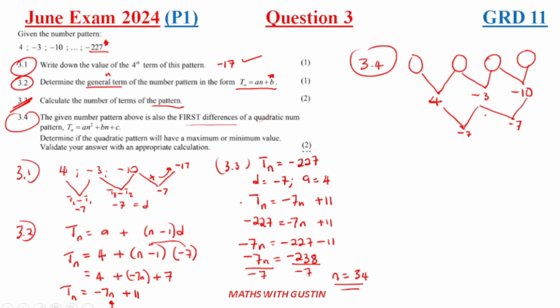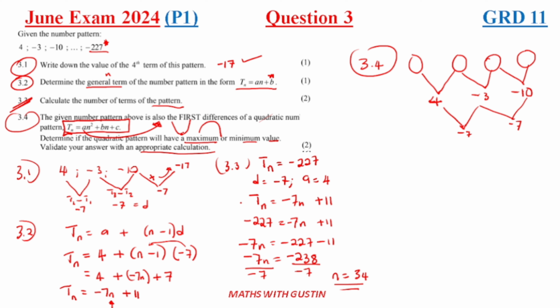They said determine if the quadratic pattern will have a maximum or minimum value. Validate your answer with appropriate calculations. All right, so now they want us to find, remember this here gives what? Gives us a parabola. So it's like a quadratic, so it gives us a graph. So basically what they are asking you is to find the value of a, because this value of a is the one that determines whether our parabola will have this or that.